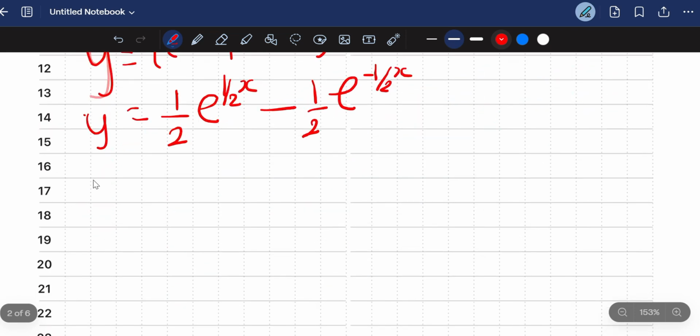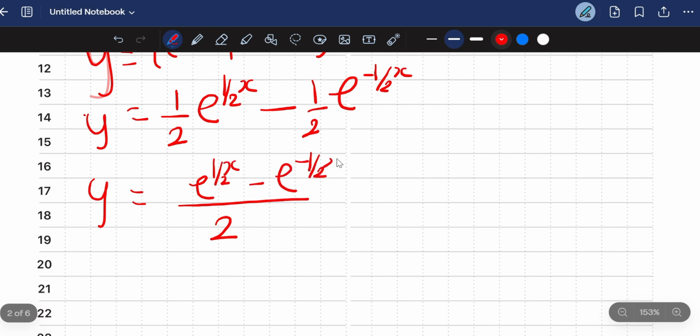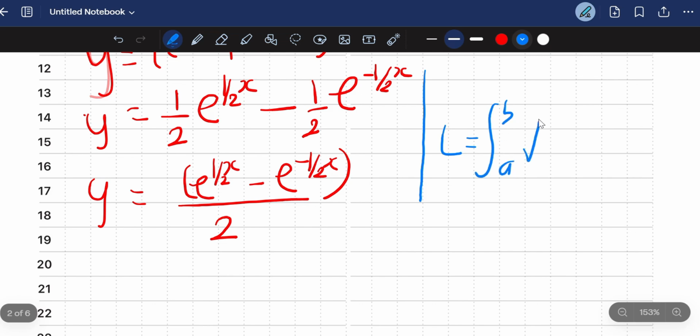Now, before I go ahead and square this, I'm going to make it a common fraction. So this is going to be e to the half x minus e to negative half x, all over 2. That's what I'm going to have. Now, remember our original function was L. I'll draw a border over here. L is equal to the integral from a to b of the square root of 1 plus f prime of x all squared dx. So we're going to square this function now.